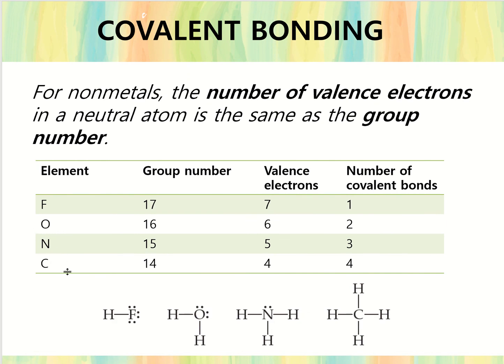So here, we're basically saying the same thing in a tabular format, right? So we have our nonmetals here. We have the group number, and we have the number of valence electrons, so 7, 6, 5, 4. And we also have the number of covalent bonds that is required to reach our octet. So notice here that once we add these numbers together, we get 8. So 7 and 1, 8.